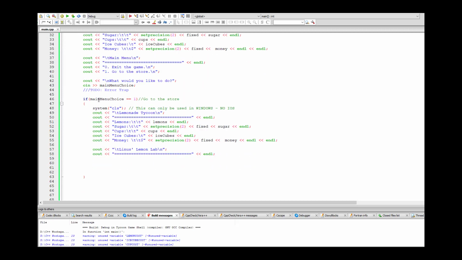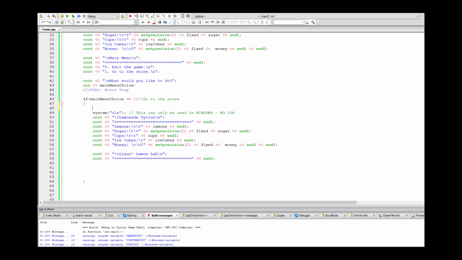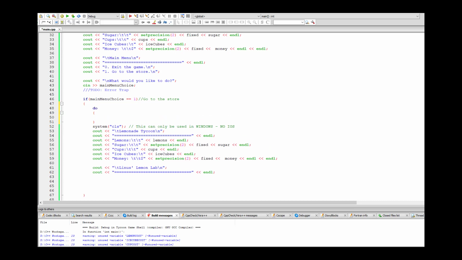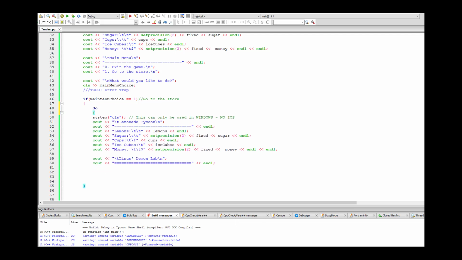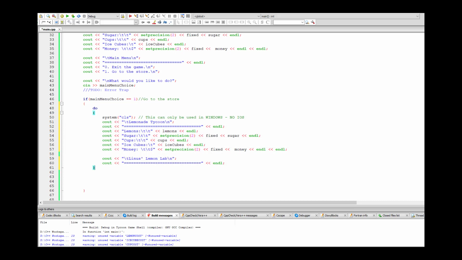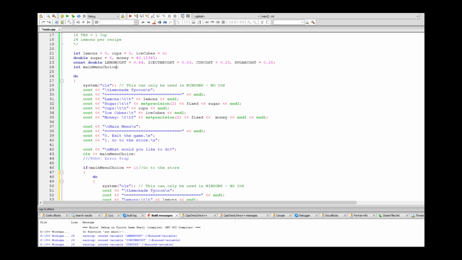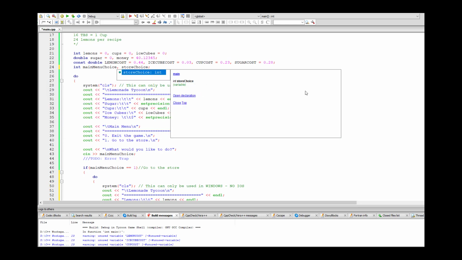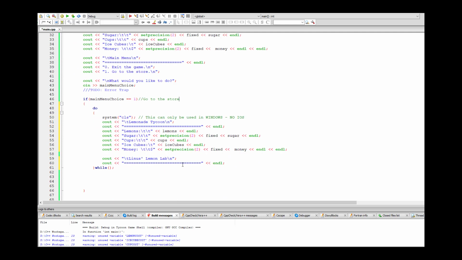What we actually have to do is a store loop. So we're going to say do. In the same way that we have the main game loop, we're going to keep looping around while, and the variable we're going to use is called store choice. So we'll say something like this: cout 0, to keep it consistent, exit the store.